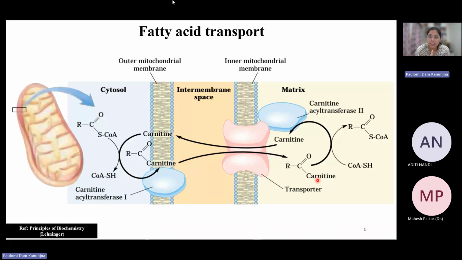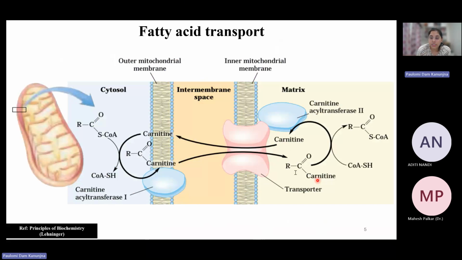Since they cannot pass directly, they will use something called a shuttle. So this shuttle will allow them to go inside the mitochondrial matrix. Now what is that shuttle? Basically they're moving via a transporter, and that shuttle is called the carnitine shuttle.